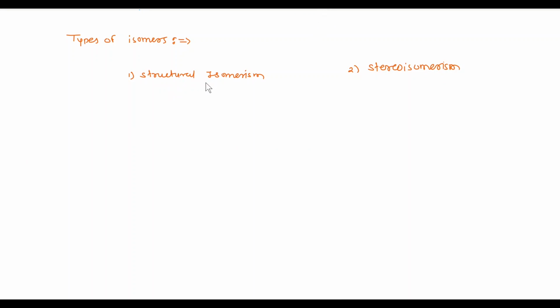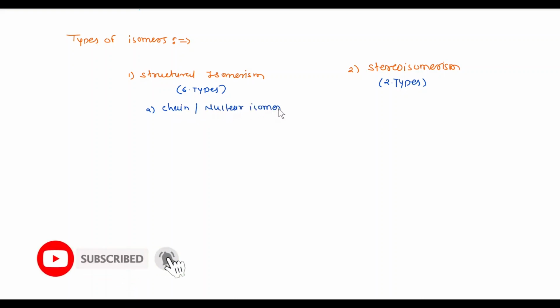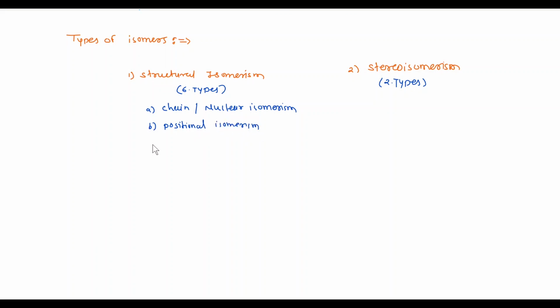Let us see them one by one. The structural isomers are further divided into 6 types, and stereoisomers are further divided into 2 types. The first type of structural isomerism is chain or nuclear isomerism. The second type is positional isomerism. The third type is functional group isomerism. The fourth type is metamerism. The fifth type is tautomerism. And the sixth type is ring-chain isomerism.